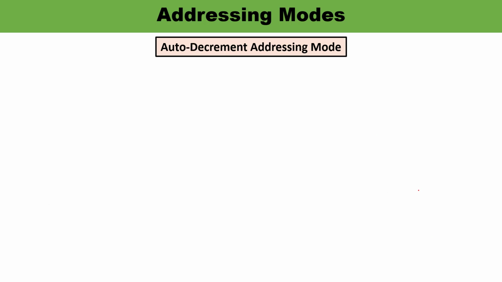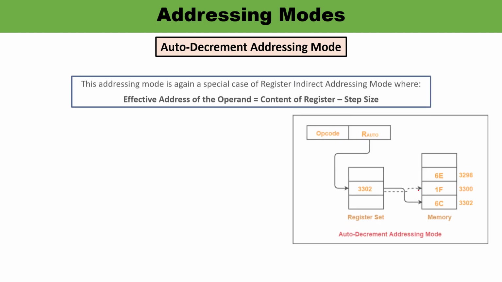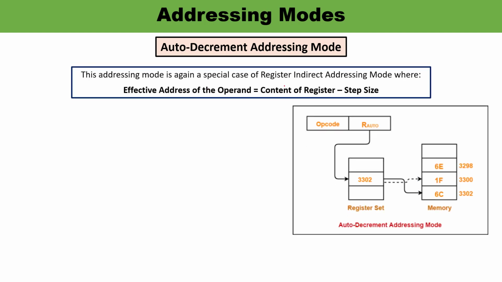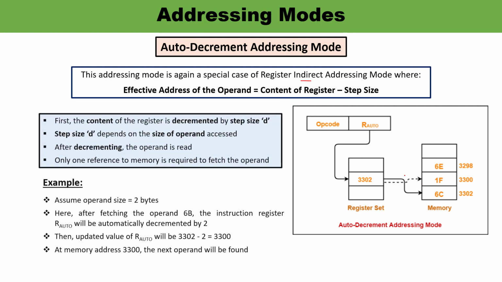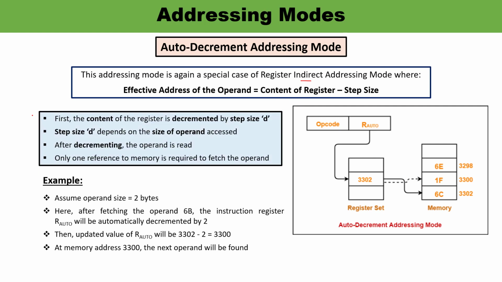Now come to the auto decrement addressing mode. Again, it is a special case of register indirect addressing mode. The effective address of the operand is the content of the register minus the step size. First, the content of the register is decremented by the step size. The step size depends upon the size of the operand, and after decrementing, the operand is read. Again, one memory reference is required.